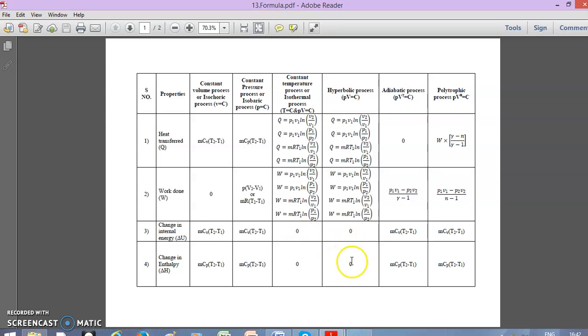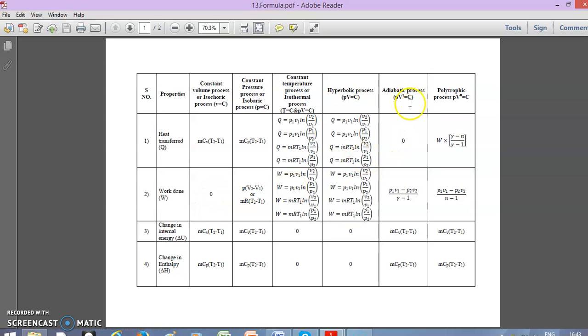So that's why the change in internal energy and the change in enthalpy are 0 for the isothermal process. Also, the formula for work done is W is equal to integral of P dV. For a constant volume process, the change in volume dV will be equal to 0. Therefore work done is equal to 0. So del U is m Cv (T2 minus T1) and del H is m Cp (T2 minus T1) for all the processes, and in isothermal and hyperbolic, del U and del H are 0. Work done for the constant volume process is 0.